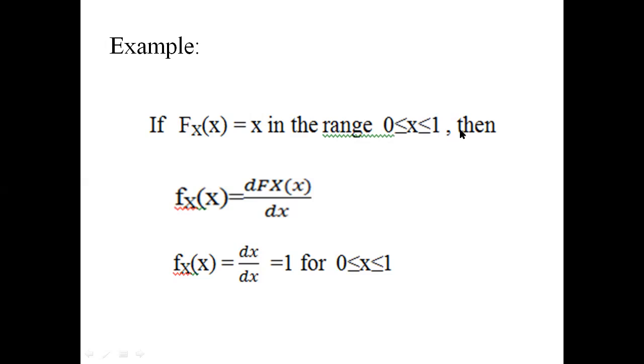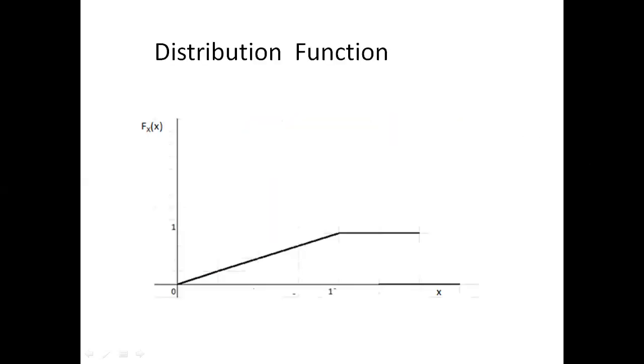So the distribution function increases linearly between 0 and 1, and the final value becomes 1. The final amplitude for the distribution function is 1. So this is the distribution function plot for the continuous random variable. Now we require the density function plot.